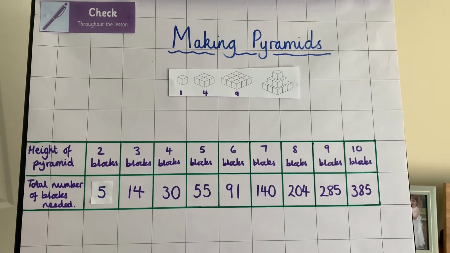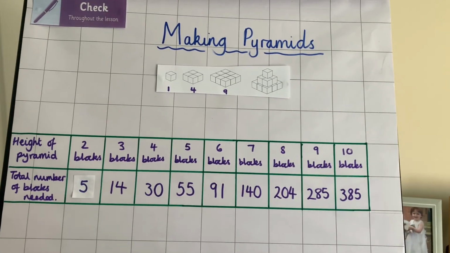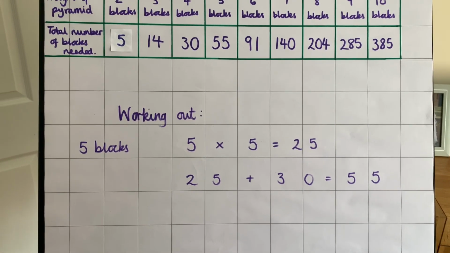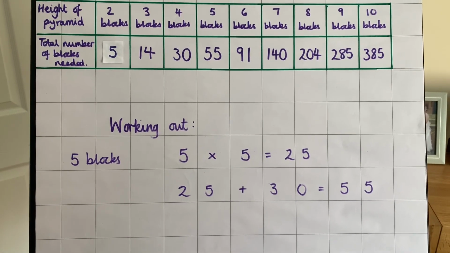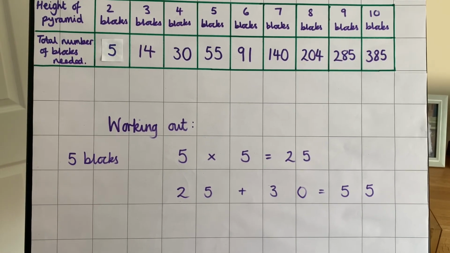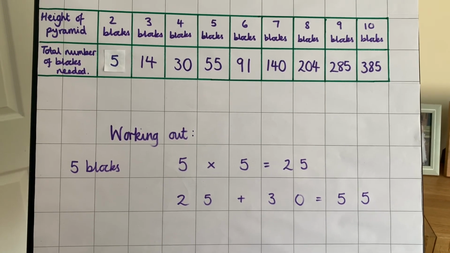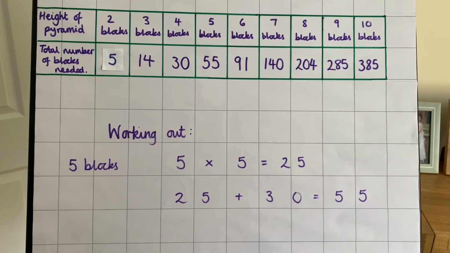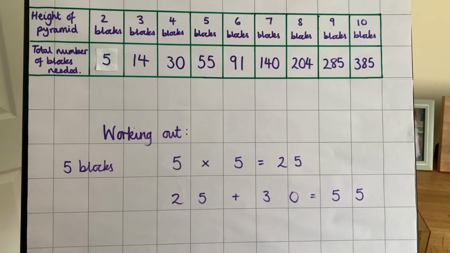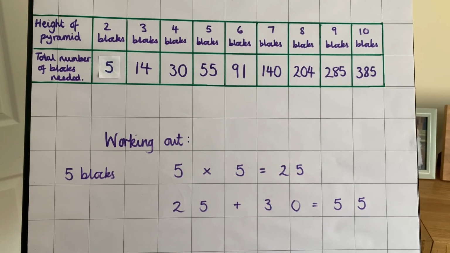Here are the answers for Making Pyramids Challenge. Okay, I thought I'd show you one way that I worked one of them out. If you were looking at 5 blocks high, my bottom layer would have to be a 5 by 5 square, which gives me 25 blocks. And then I would add it to the answer of the 4 blocks before, because that would have all the other layers above. If you had a go at that, well done. If you wanted to extend yourself even further, you could see if you could work out how many blocks would be needed if it was a 20 block high pyramid.